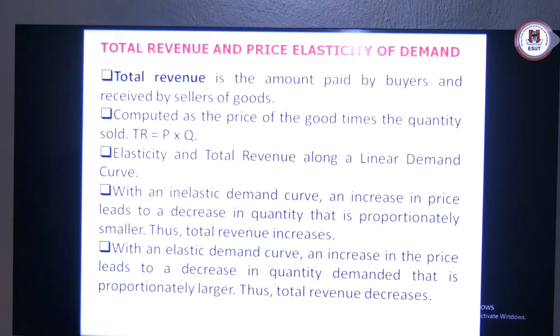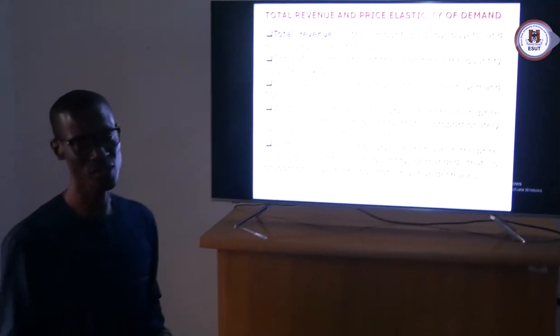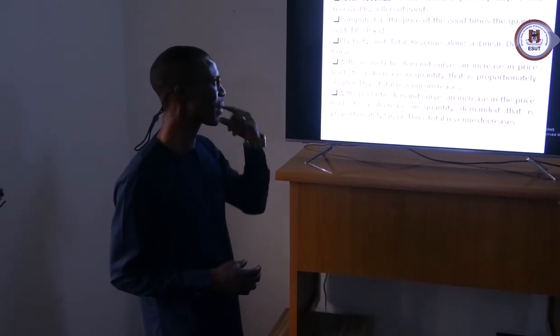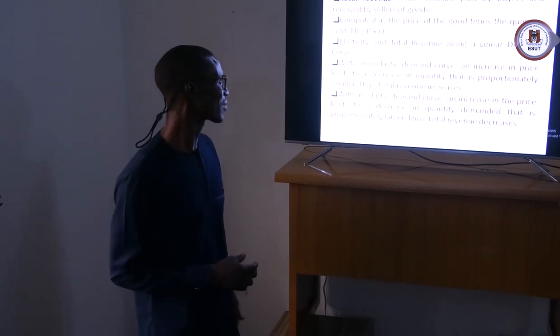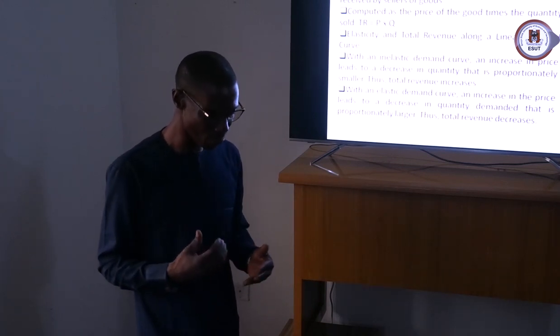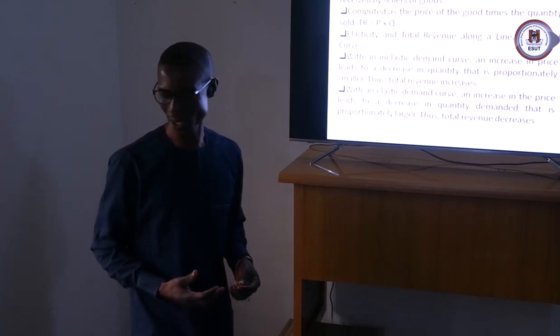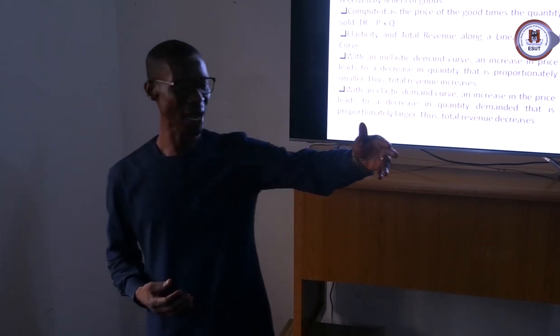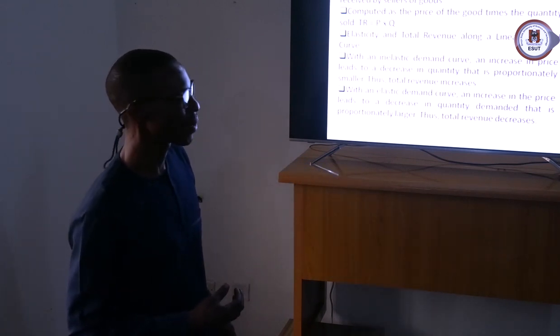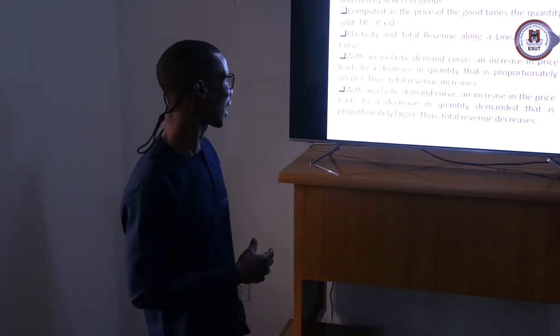Total revenue. We have total revenue and price elasticity of demand. Total revenue is always the price times quantity of the commodity. It's the amount paid by buyers and received by sellers. So when a producer supplies a commodity to the market, there is a price for that commodity. If you multiply the price of a commodity by the quantity of that commodity, you have total revenue.